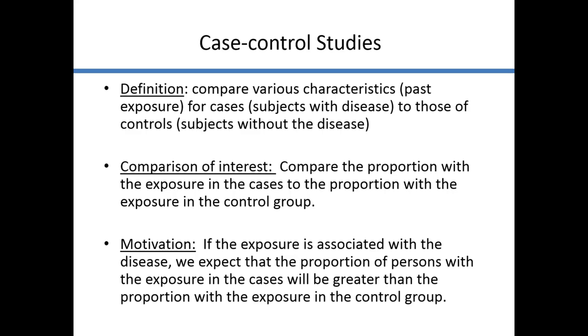So now we're going to talk about case control studies. I mentioned them briefly, but I'll give you a hint up front: they do not have a forward directionality. They have a backward directionality. So we compare various characteristics, past exposures, for cases to those of controls. We compare the proportion with the exposure in the cases to the proportion with the exposure in the control group. So let's say we want to study smoking and lung cancer. In this case, we start with a bunch of people who have lung cancer and a group of people who don't have lung cancer. And we ask them, looking back in time, how much cigarette smoking did you do?